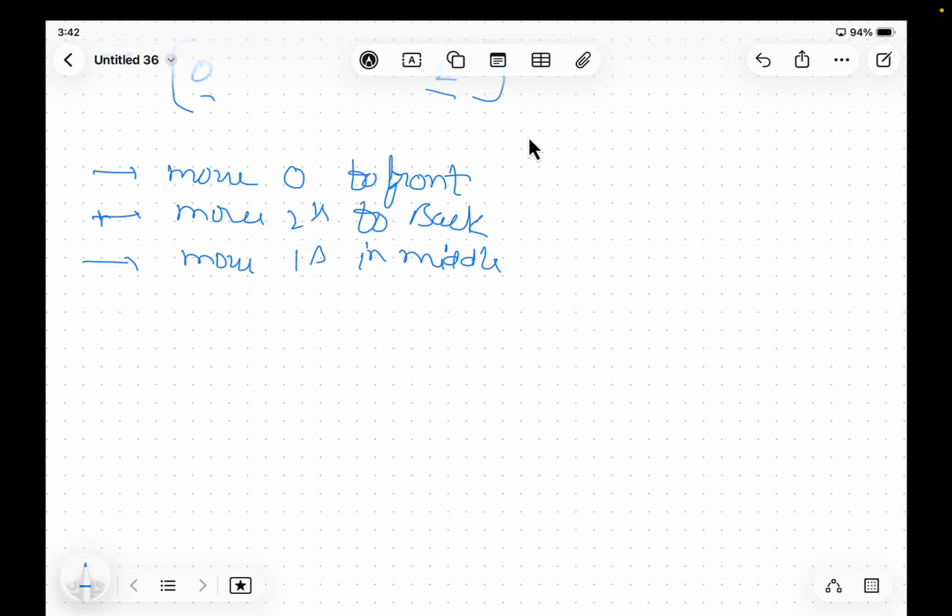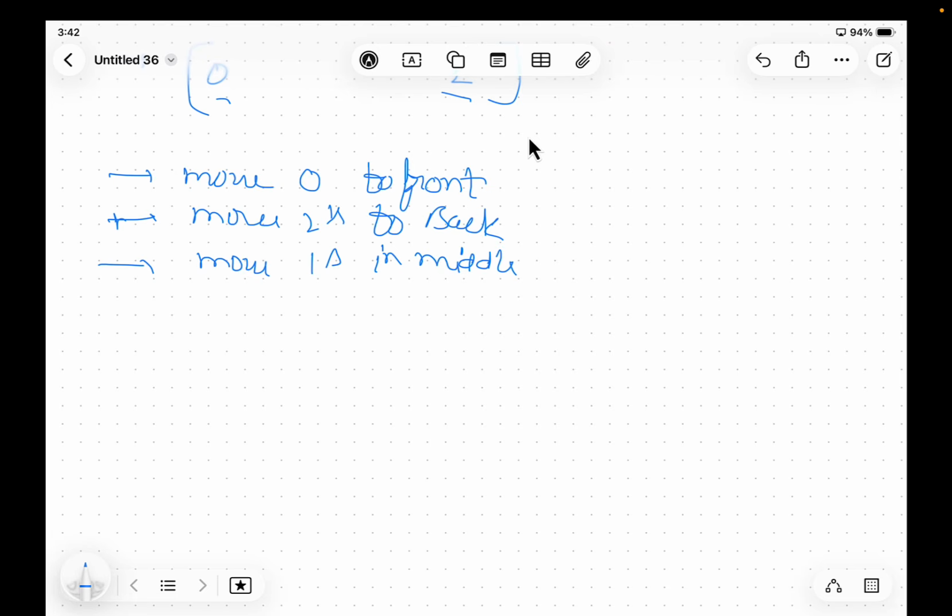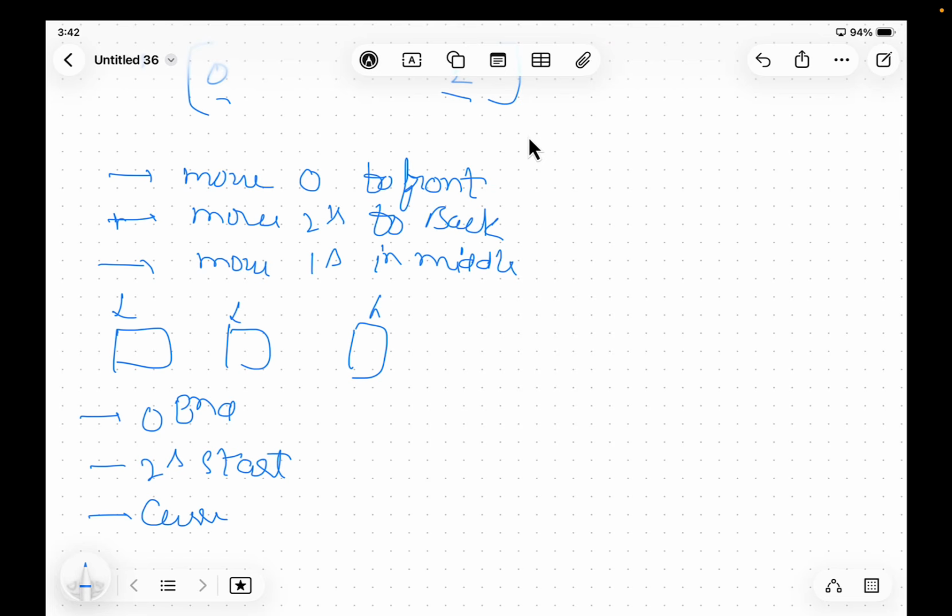So we need 3 pointers here, right? Because we are managing 3 zones at the same time, and any number can go in any zone. So we need 3 pointers here. Where 0 ends, the first pointer; then where 2 starts in the whole array; and where are we currently checking, the current pointer. So these 3 pointers we need.